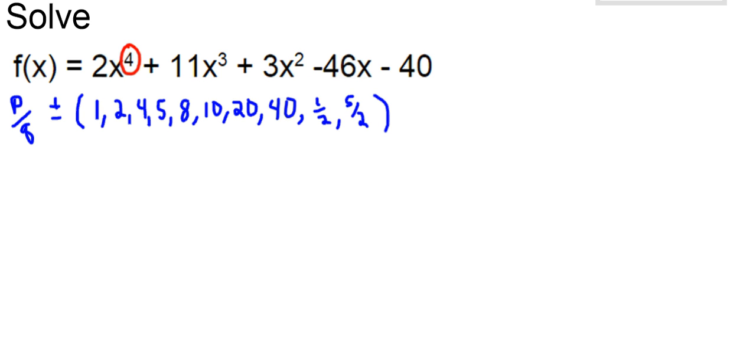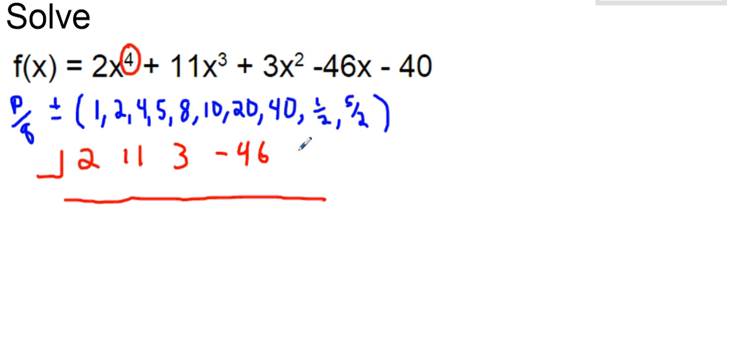Now the problem we're looking at is a fourth degree polynomial, and we've already started it. We already found the possible rational zeros by taking our factors of p and putting them over our factors of q. Our next step is to use synthetic division. So I'm going to set up synthetic division by taking my coefficients, making sure all my terms are there. So that's a positive 2, a positive 11, a positive 3, a negative 46, and a negative 40.